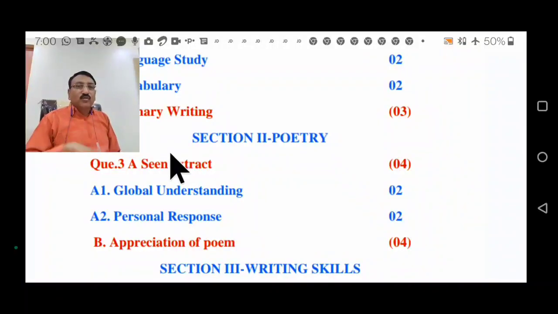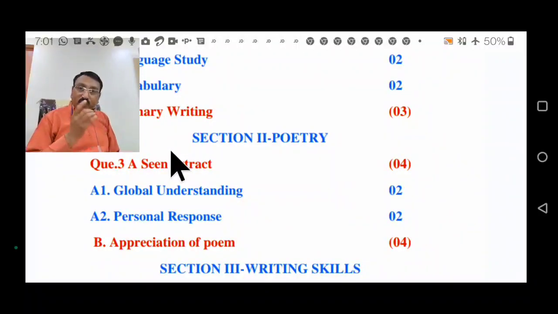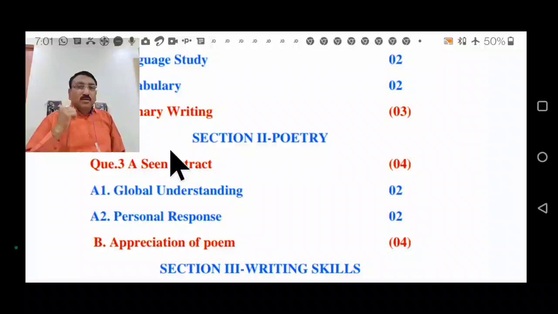And this is how, with the help of all these points: the title of the poem, the gist or theme of the poem, poetic devices used in the poem, focusing elements in the poem, message in the poem, and the student's self-opinion, the students can write down the appreciation of the given poem. This activity also carries 4 marks.